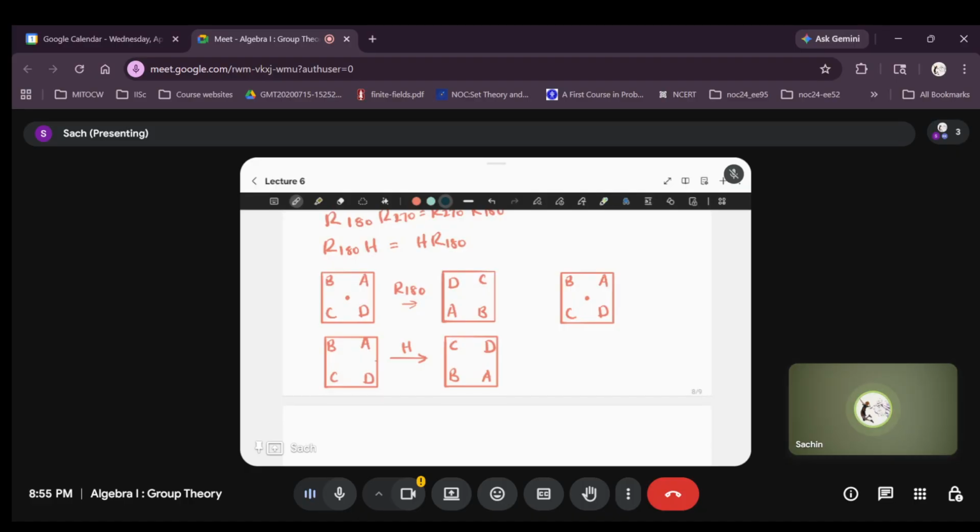So here, if I do R180 first and then H, what will happen? I did R180 first and then I'll do H on the figure. By H, what I should do is interchange the corners on the same side. On the right side, I have C at the top and B at the bottom. I will interchange that, B, C. On the left side, I have D at the top and A at the bottom. I will interchange that. This will become A, D, B, C. This is what it will become, right?